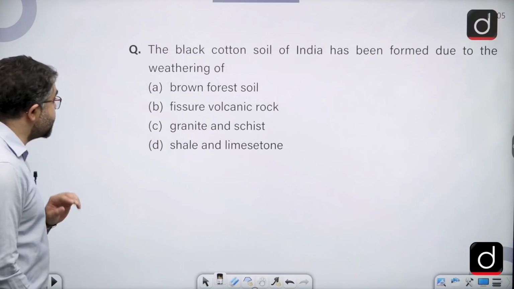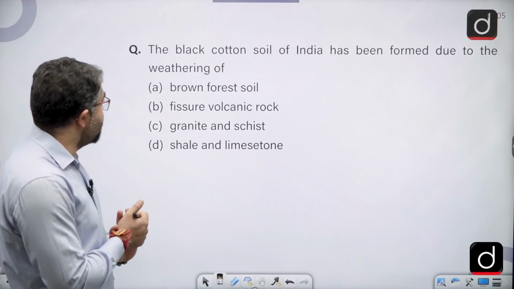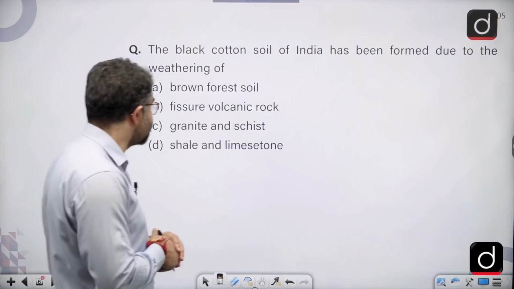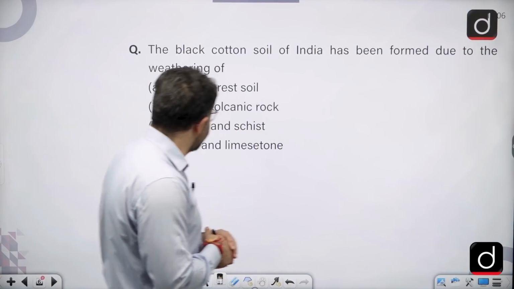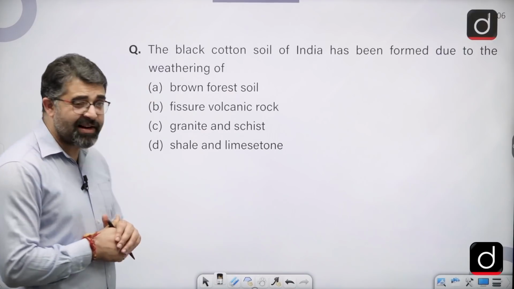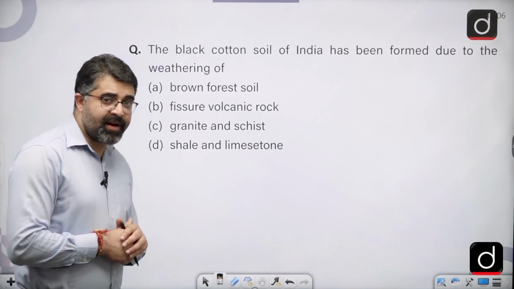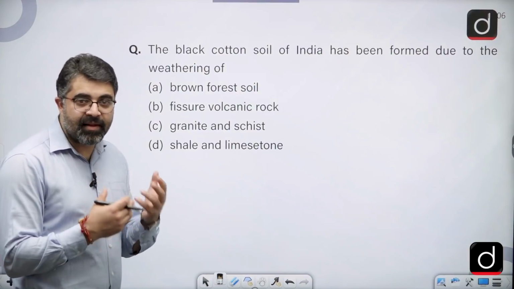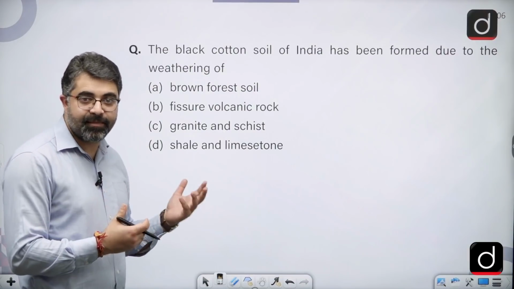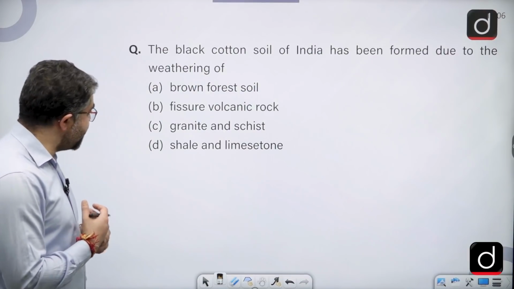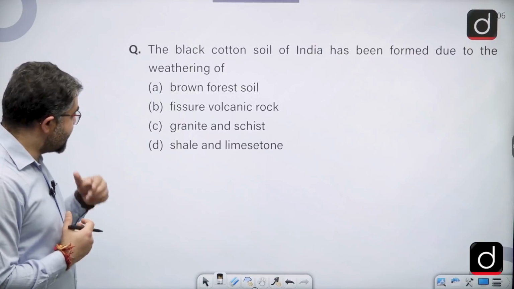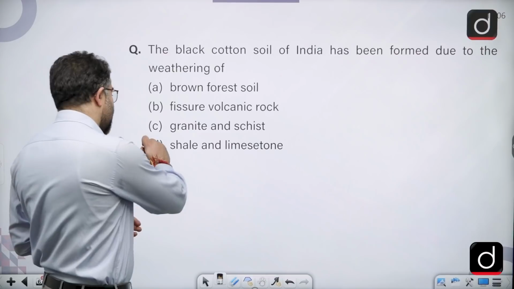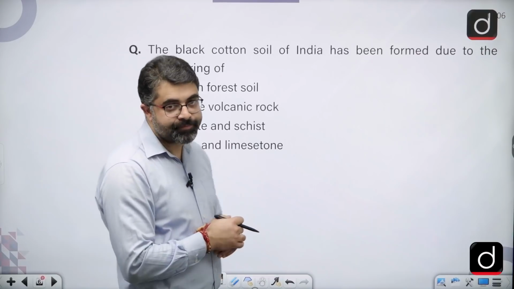Okay, very similar to that. Next question: the black cotton soil of India has been formed due to weathering of what? The options were brown forest soil, which can create a doubt in the mind, because it's black cotton and brown forest soil, so maybe we think the color is because of the same. Then fissure volcanic rock, granitic and schist, shale and limestone. So what we can easily exclude is shale and limestone.